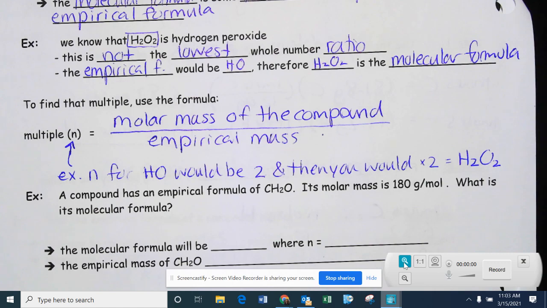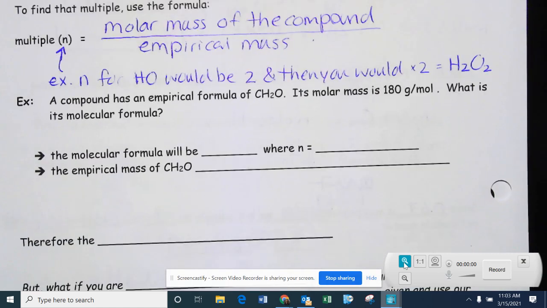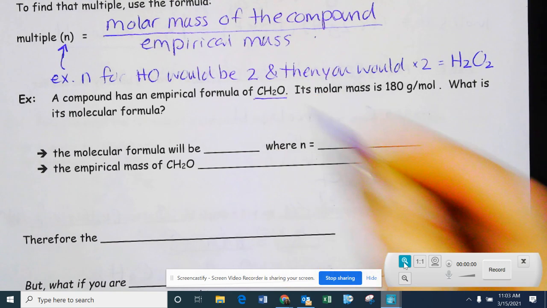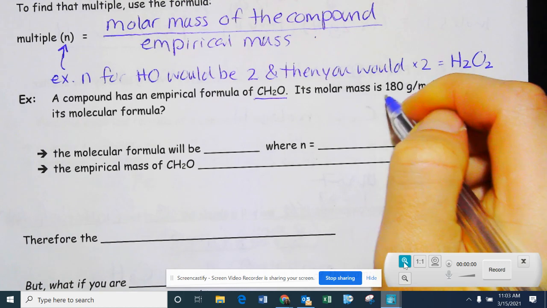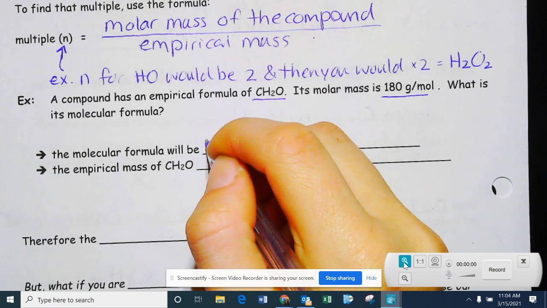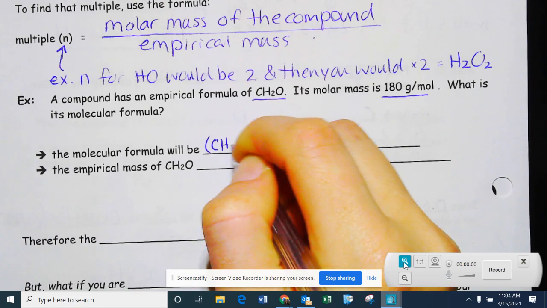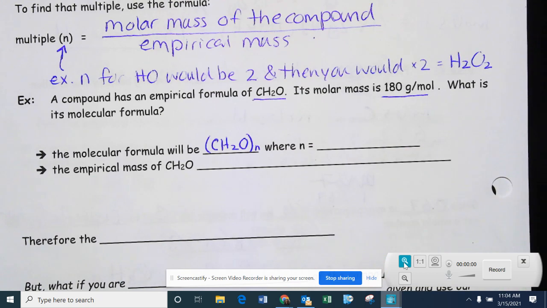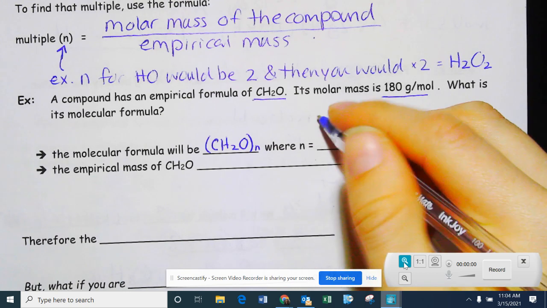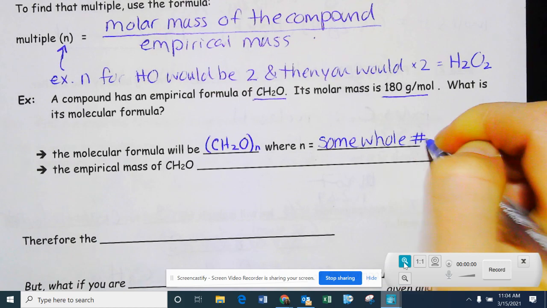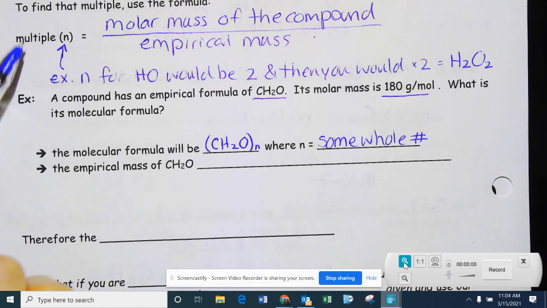Okay, good. All right, so we are going to do an example here. A compound has an empirical formula of CH2O, but its molar mass is 180 grams per mole. So what we need to do is figure out its molecular formula. The molecular formula will be (CH2O)N. That N is my multiple, where N is some whole number, and that whole number is going to be given to us by the formula that we have up here.